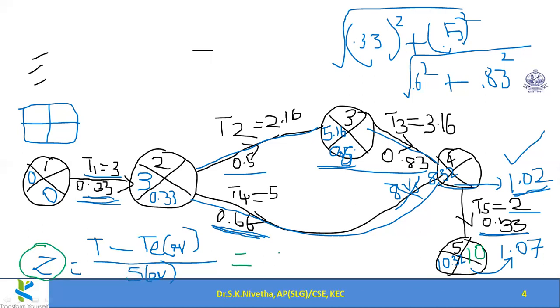So if I am going to complete in the 10th week, what is the Z value? Capital T equal to 10 minus the expected duration for the event, which is 10.32, the whole divided by the standard deviation of the event, that is 1.07. Now what is the Z value? Quickly tell. It will be minus 0.32 divided by 1.07.